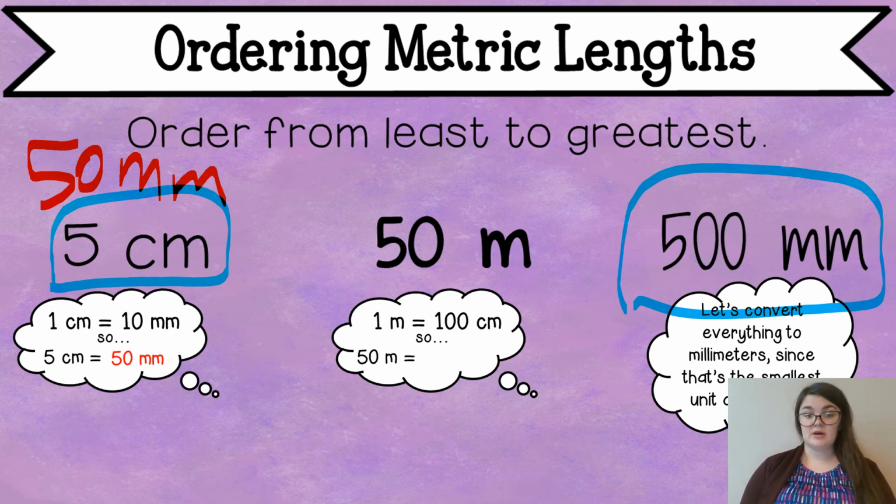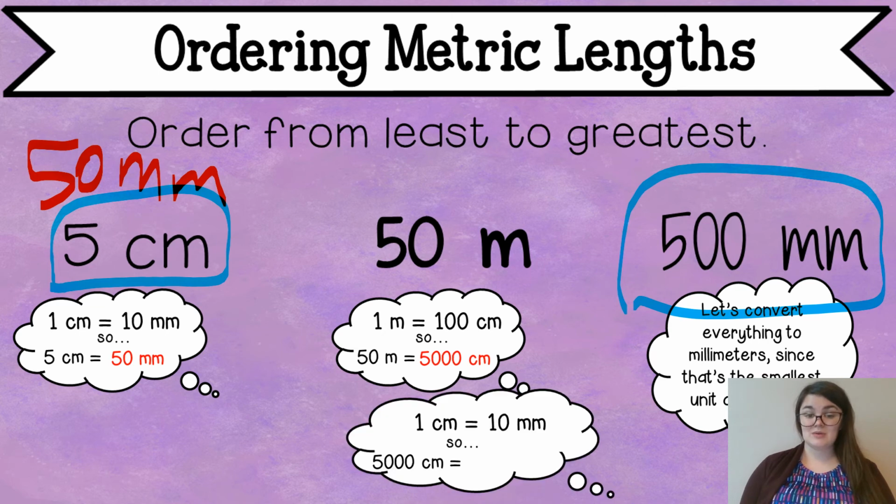Now I need to do our second problem. I'm looking at meters and I need to convert meters into millimeters. So I know that 1 meter equals 100 centimeters. So if I know that, then I need to add 2 zeros to my 50, and that gives me 5,000 centimeters. But am I trying to convert all my numbers into centimeters? No, I'm trying to convert into millimeters, so I have to keep going.